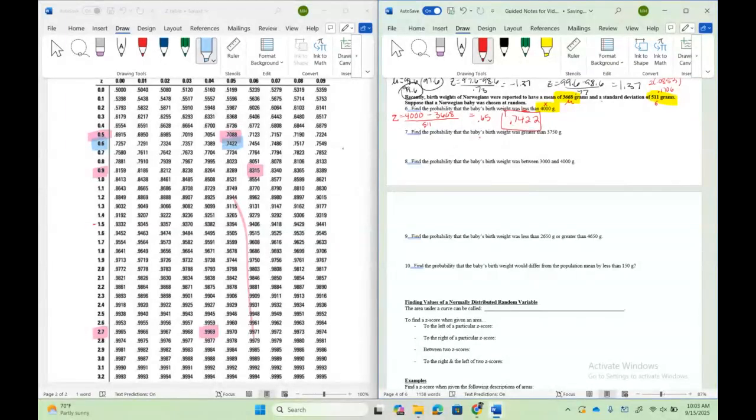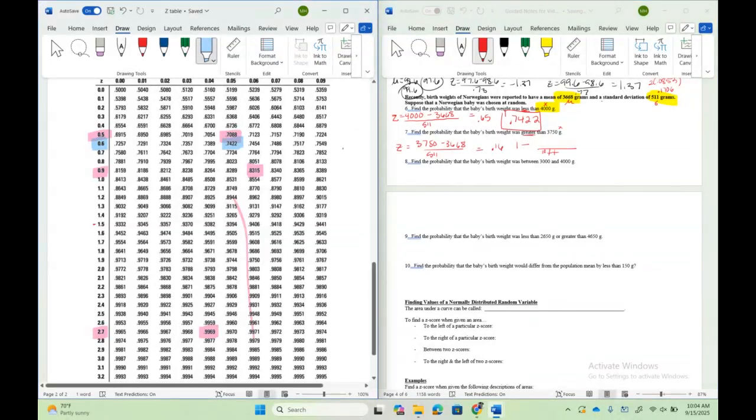All right. Find the probability that the baby's birth weight was greater than. So here's my new x value. So we find a z-score. All right, and we get 0.16. I need to find the area to the right since it's greater than. So I'm going to do 1 minus the area to the left that I find from my table.